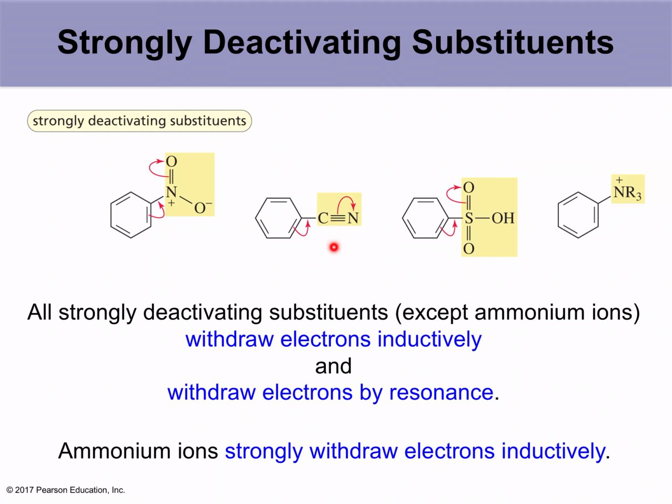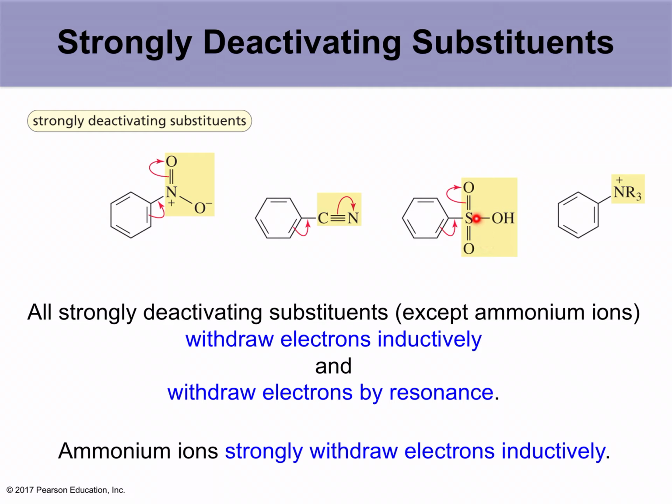Nitro group, and same thing with a cyano group, a nitrile group, a triple bond. The pi bonds are nicely conjugated. So this can form a double bond here and then form a carbon-nitrogen double bond, and nitrogen is going to have a lone pair on it. So these are taking electron density away from the benzene ring. They are strong deactivators.